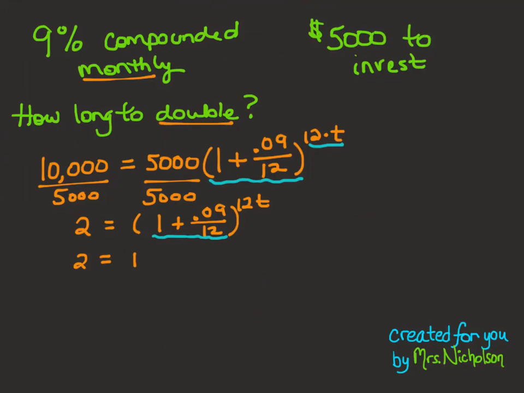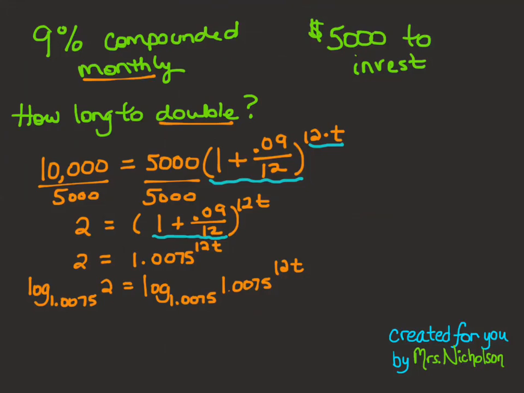And if you enter that into the calculator, you get 1.0075. And then we still have that raised to the 12t power. So now I have something that's a little bit easier to deal with. I'm ready to log both sides so that I can undo the exponential. And the base of my log is going to be 1.0075. So I'm going to do log base 1.0075 of 2 is equal to log base 1.0075 of 1.0075 to the 12t power.